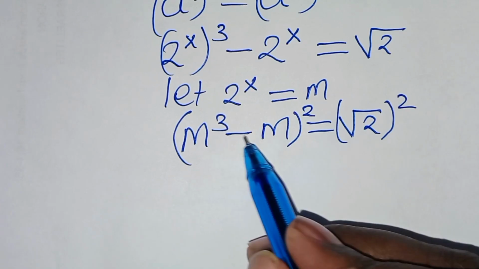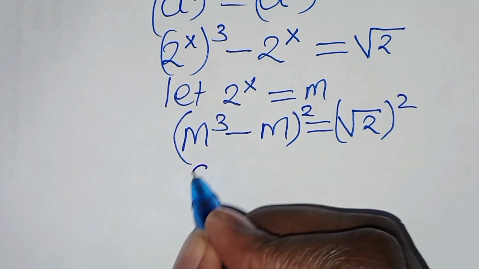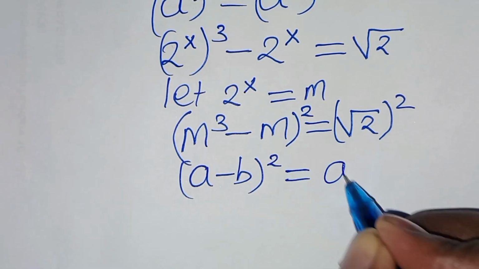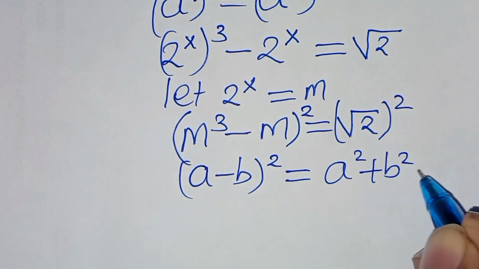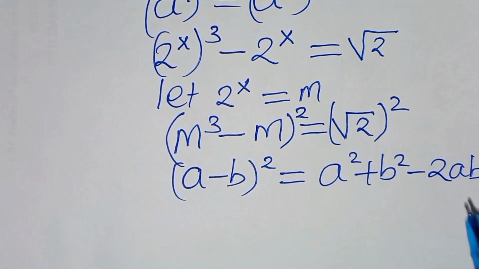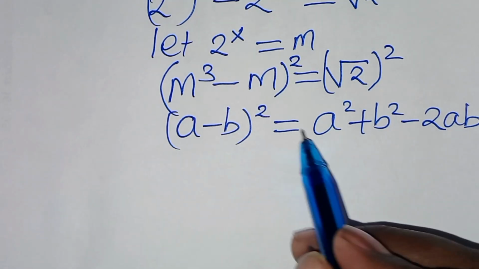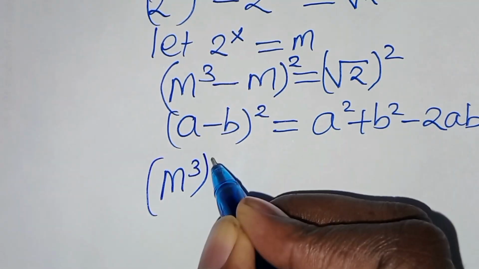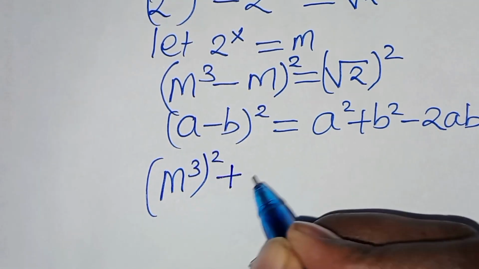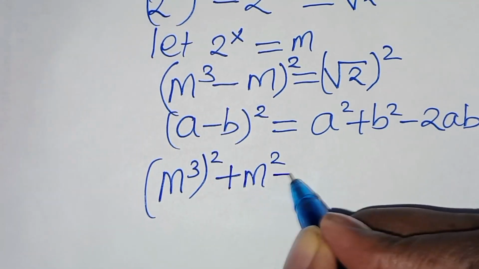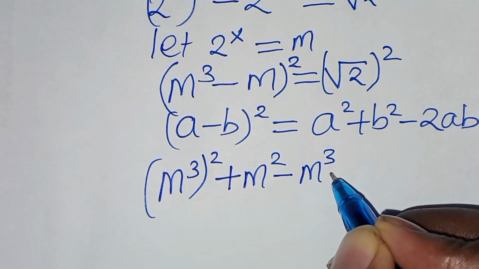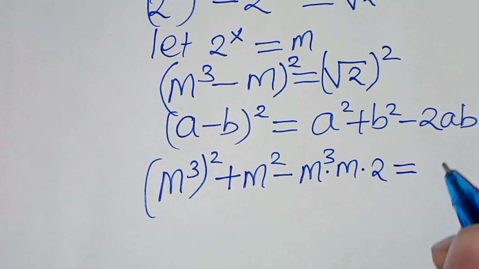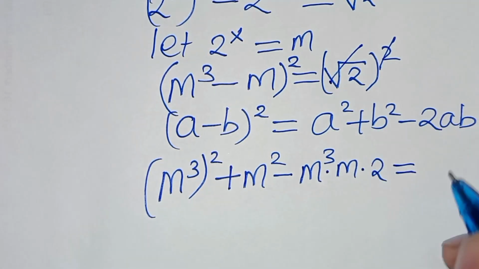Now m to the power 3 minus m raised to the power 2 is in the form of a minus b squared. This is equal to a squared plus b squared minus 2 times ab. Now applying this algebraic identity, here we have m to the power 3 raised to the power 2, plus m to the power 2, subtract m to the power 3 times m, then times 2. This is equal to, now we eliminate the square root sign here, 2.